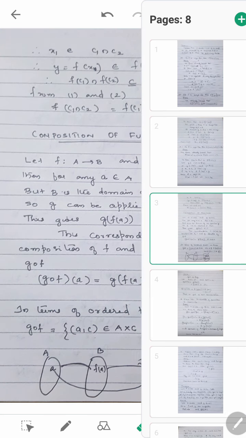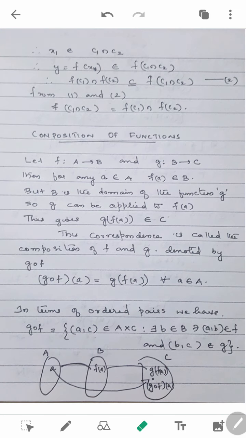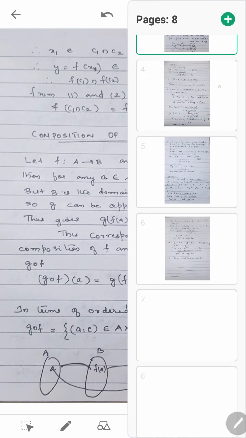Now, we will move on to composition of functions. For composition of functions, there are two functions. Let us see. Let A, B and C be three sets.